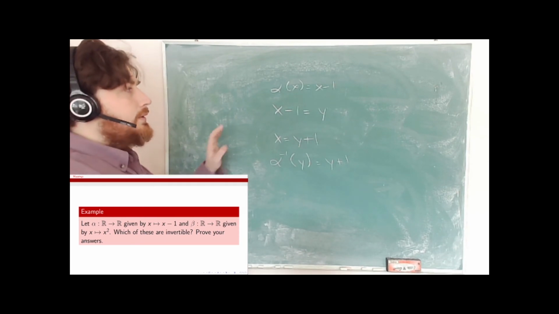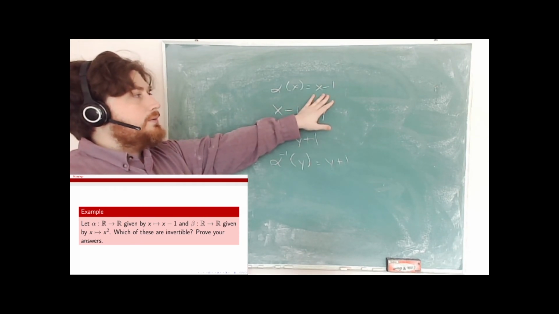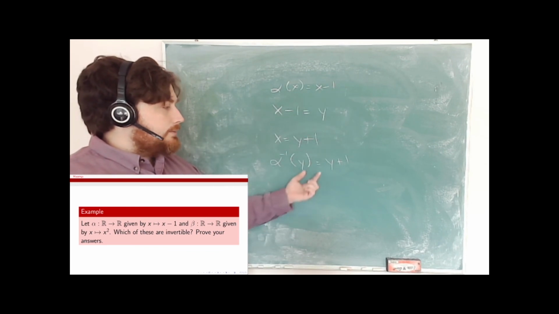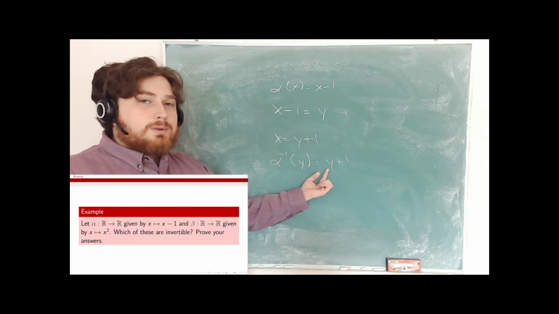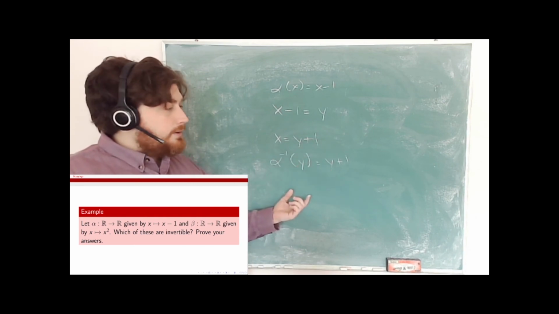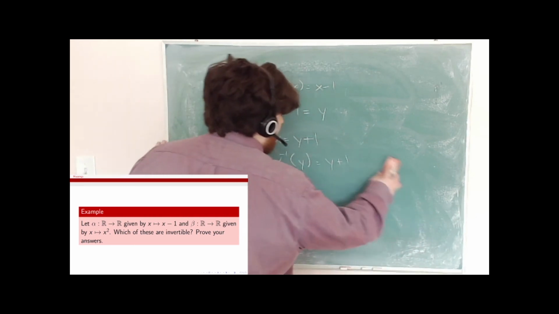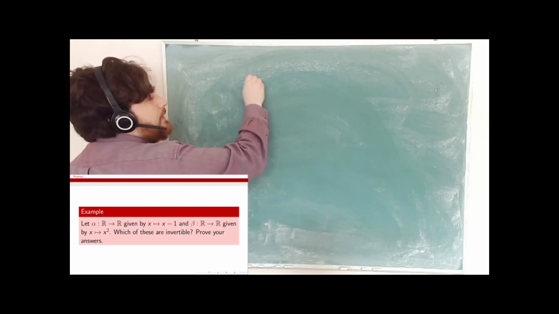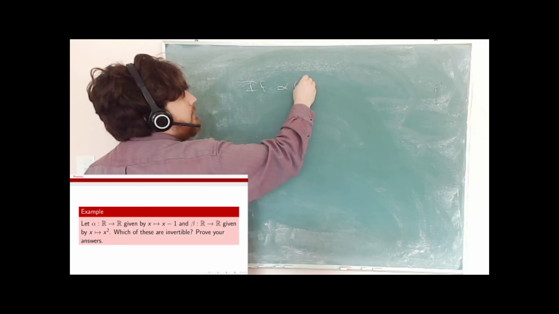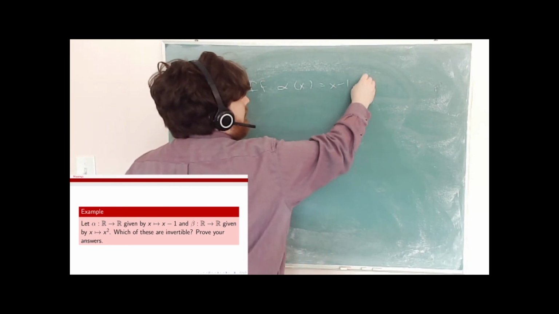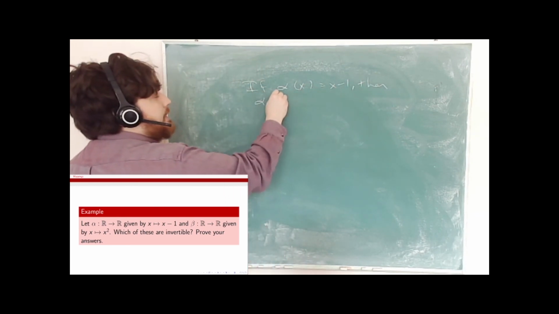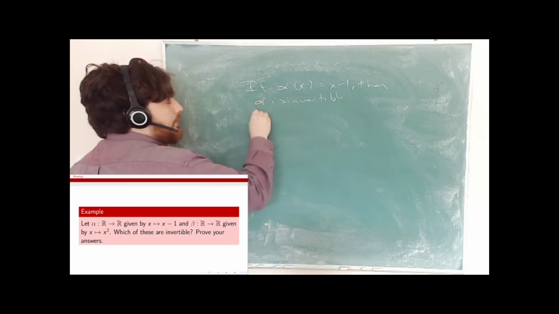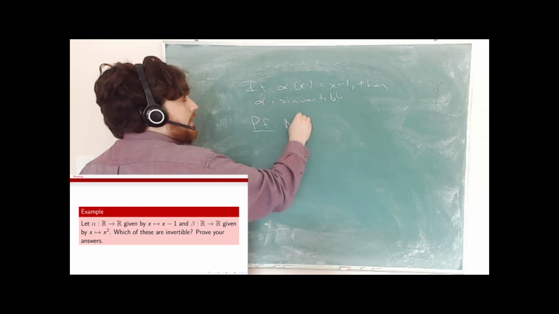So, the first thing I want to point out is that this is a well-defined mapping on the real numbers because I take a real number, I subtract 1, I get a real number. This is a well-defined mapping on the real numbers because if I add 1, I get a real number. So, let's do our proof. Our theorem is if alpha of x equals x minus 1, then alpha is invertible. Proof.